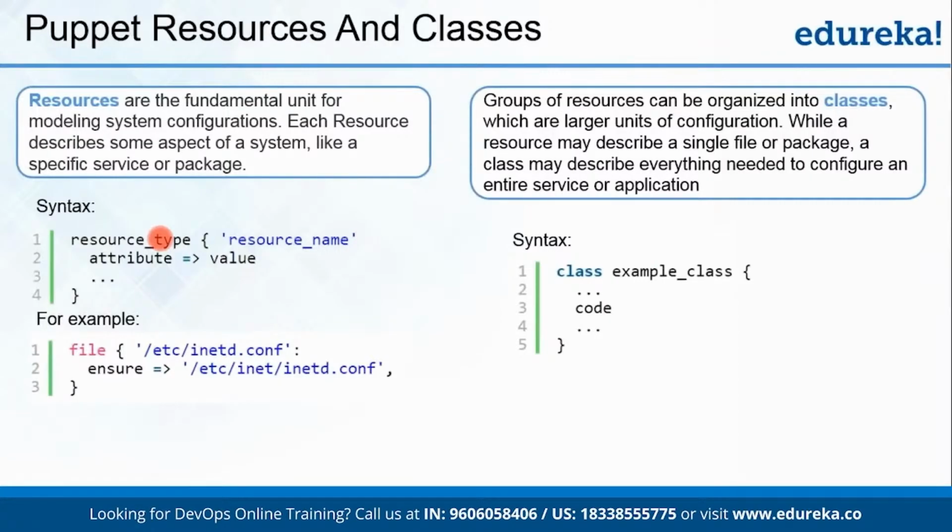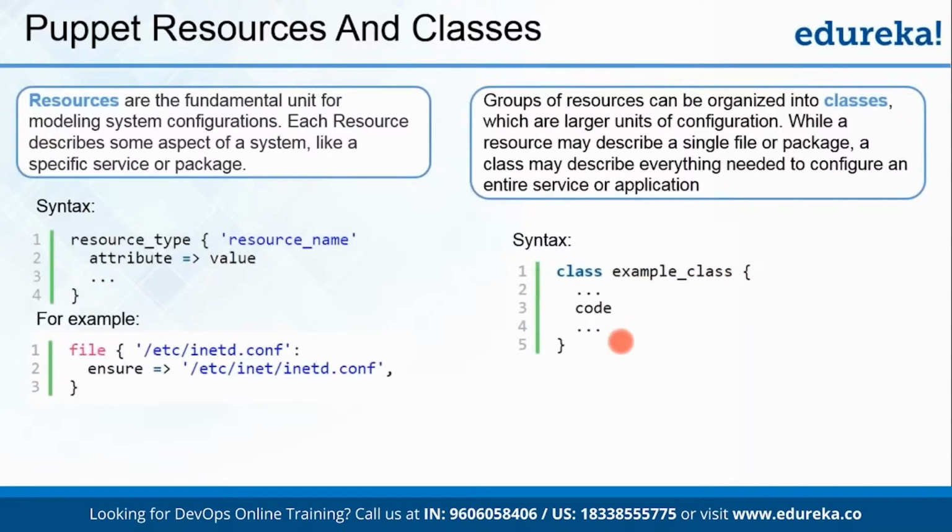So now let us see what are classes. Classes are nothing but a group of resources, all right? So you group multiple resources together to form one single class, and you can declare that class in multiple manifests, as we have seen earlier. It has a syntax. Let us see. First you need to write class, then give a name to that class, open the braces, write the code in the body, and then close the braces. It's very simple.